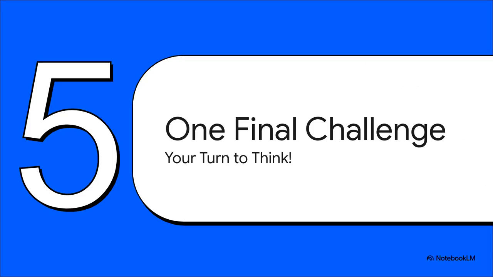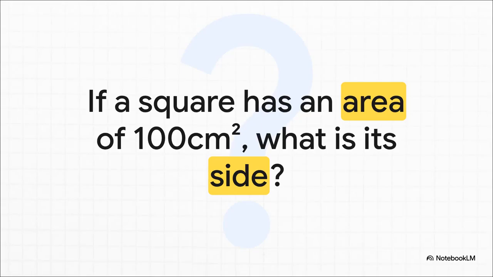So to wrap things up, let's try a quick challenge just to put your new knowledge to the test. So here's the challenge for you. If you already know the area of a square is 100 square centimeters, can you work backward to figure out the length of one of its sides? Think about that formula. What number, when you multiply it by itself, gives you 100?